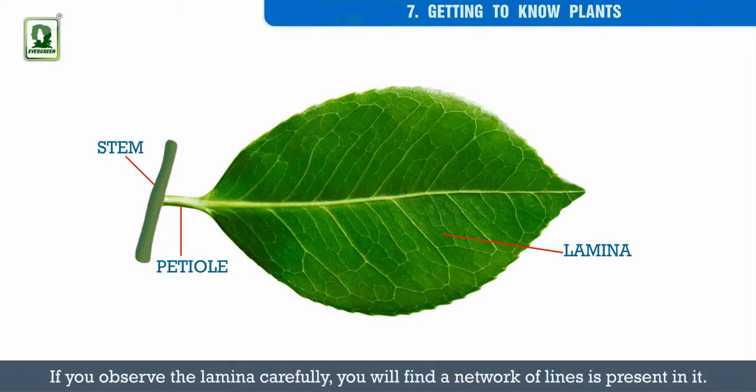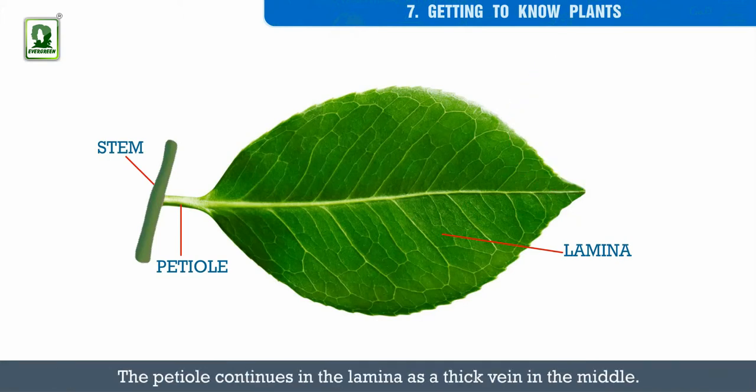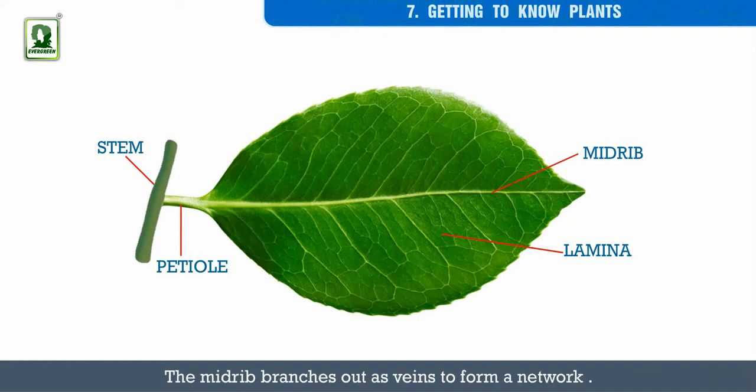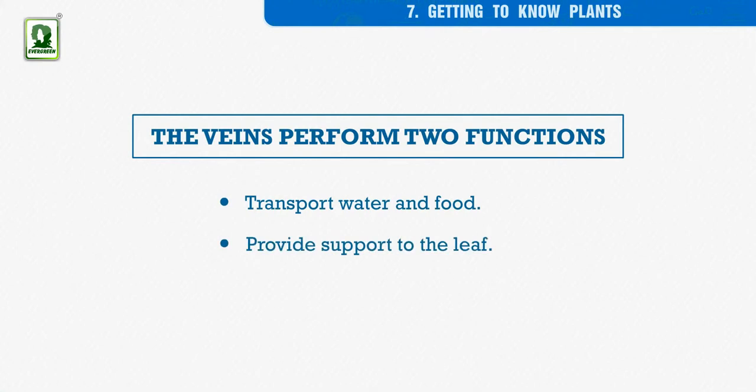If you observe the lamina carefully, you will find a network of lines is present in it. The petiole continues in the lamina as a thick vein in the middle. This thick vein is called the midrib. The midrib branches out as veins to form a network. The veins perform two functions: transport water and food, and provide support to the leaf.